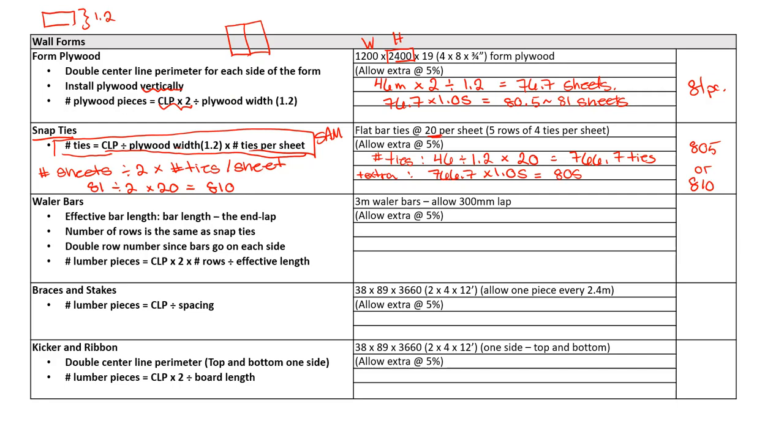Now, how many Whaler bars do we need? You'll see effective length. Whaler bars overlap. Okay, so you have your bar, and to increase strength, we overlap them a little bit. And you'll see here, there's our lap. So we need to figure out what is the effective length.